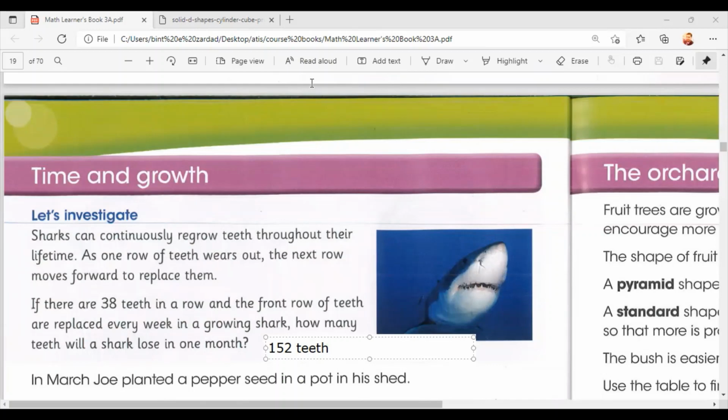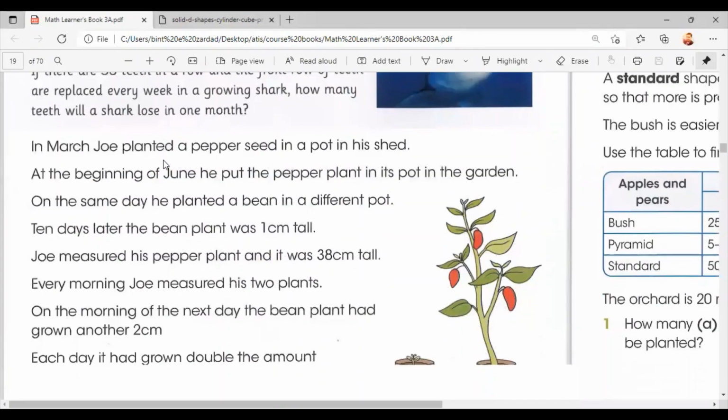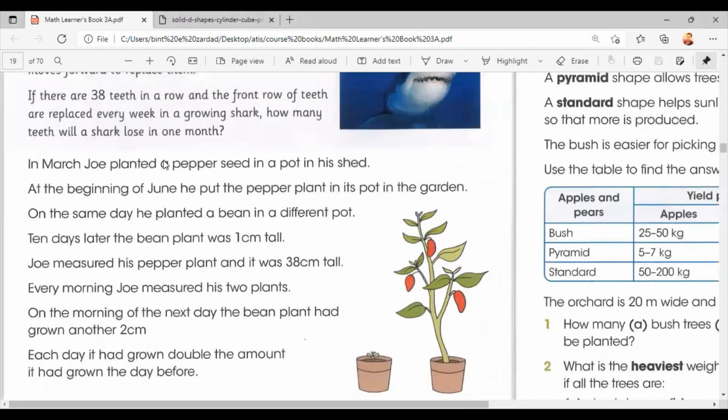In March, Joy planted a pepper seed in a pot in his shed. At the beginning of June, he put the pepper plant in its pot in the garden. On that same day, he planted a bean in a different pot. 10 days later, the bean plant was 1 centimeter. After 10 days, he started to measure.